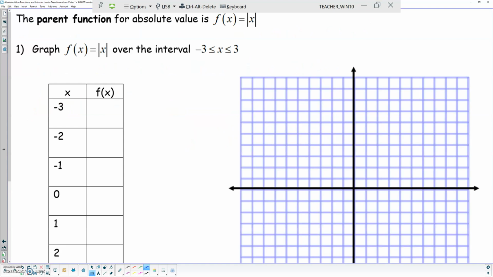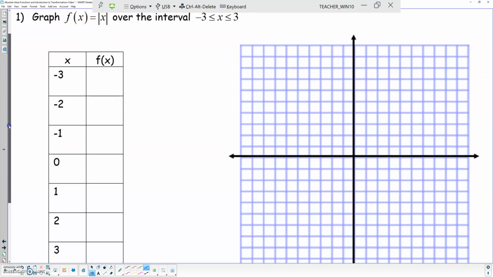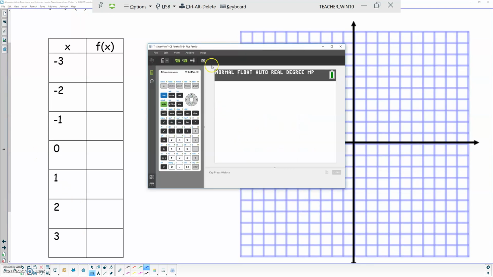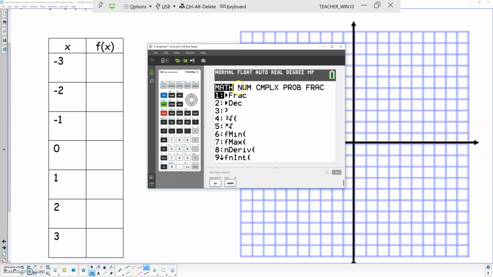Okay, so we want to graph f of x equals the absolute value of x over the following interval. For this question, I gave you guys the interval to graph. All right, so we're going to use our calculator to help us with this. We're going to go to y equals, and to get the absolute value symbol, you hit math. You're going to scroll over to where it says NUM for number, and then it's choice 1.